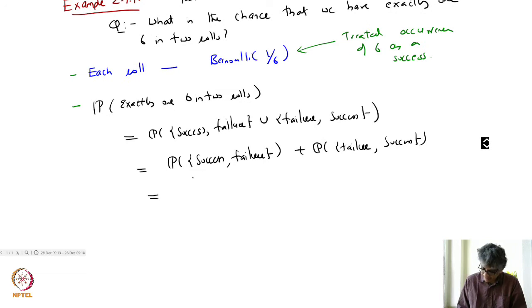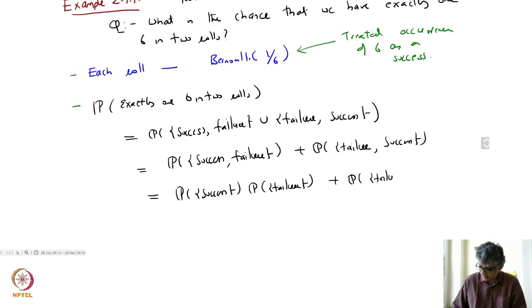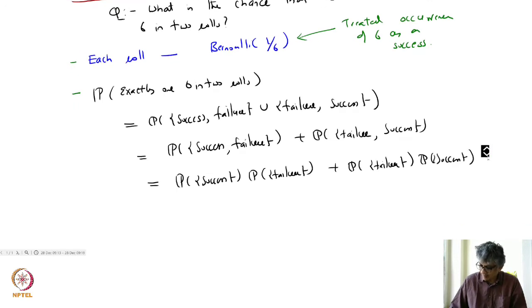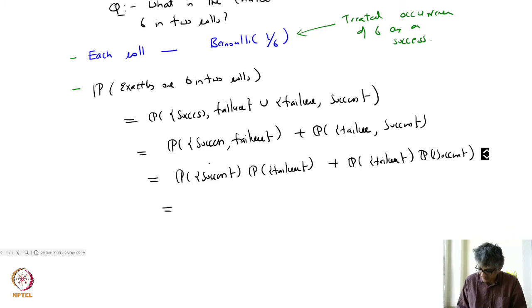And now you use the fact they're independent, so you get probability of success times probability of failure, plus probability of failure times probability of success. And since now I'm in a Bernoulli 1/6 experiment, I know this is 1/6, this is 5/6, this is 5/6, and this is 1/6. And so I get 10 by 36.